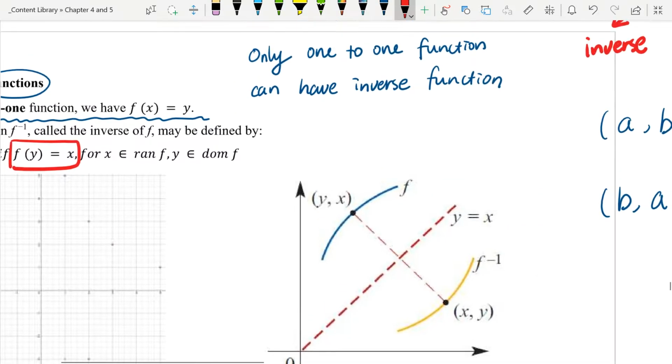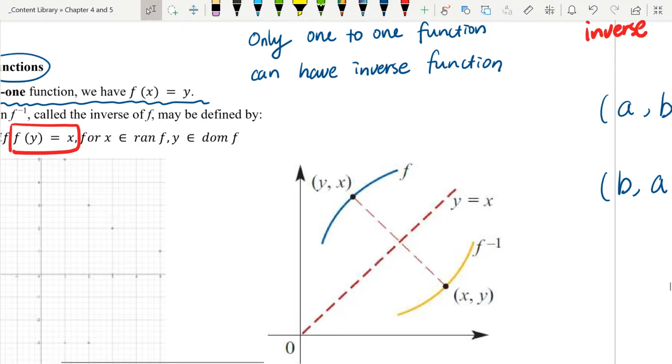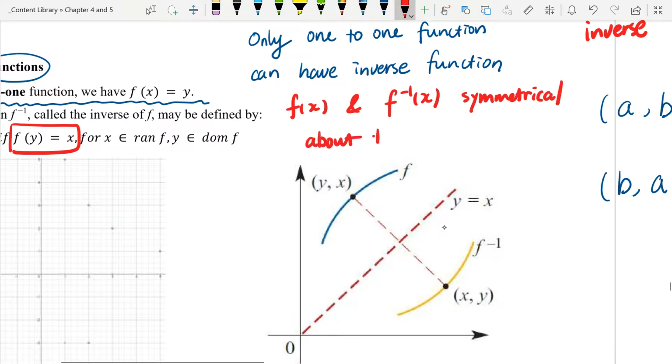Graphically, I don't really want to go through all the proofs, but I'll write it here: f(x) and f inverse(x) are symmetrical about the line y equals x. If you graph your f(x) function and want to graph the f inverse as well, you just need to find the mirror image about the line y equals x. That's what it means graphically.